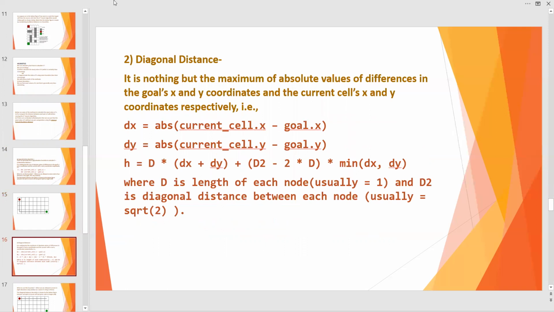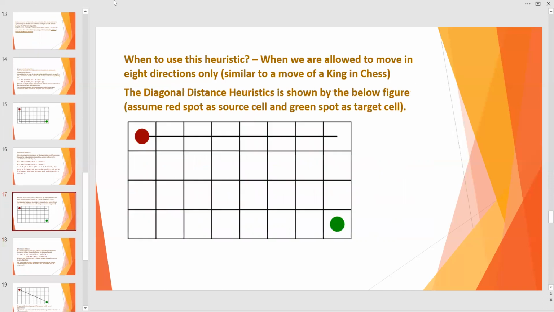Diagonal distance. It is nothing but the maximum of absolute values of the differences in the goal's x and y coordinates and the current cell's x and y coordinates respectively. dx equals ABS(current cell.x minus goal.x), dy equals ABS(current cell.y minus goal.y), h equals D times (dx plus dy) plus (D2 minus 2 times D) times minimum of dx, dy, where D is the length of each node and D2 is the diagonal distance between each node, usually square root of 2.